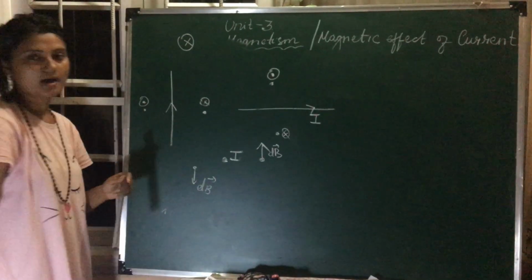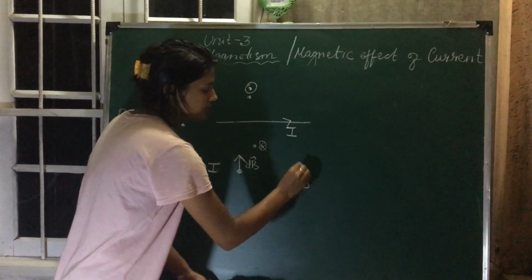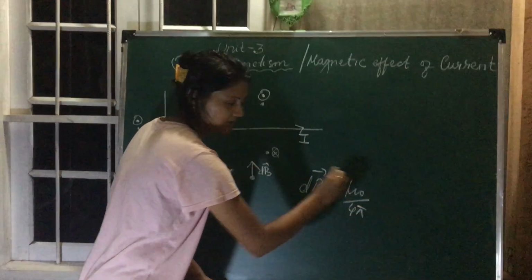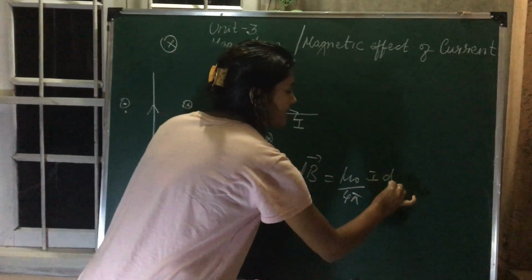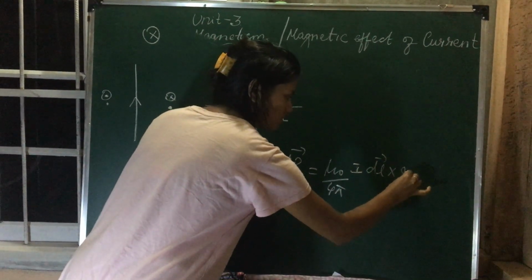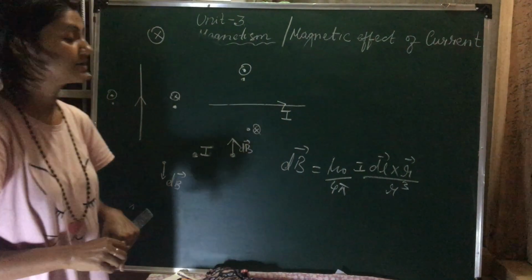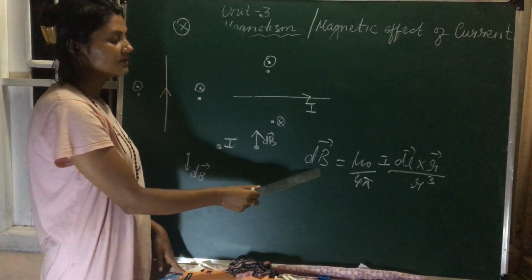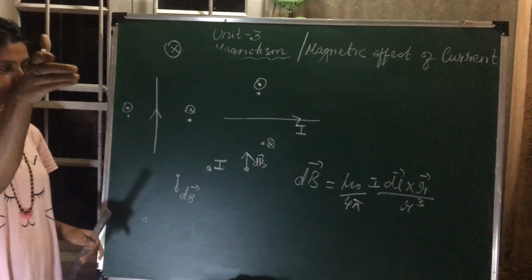So what I'm going to summarize is that the Biot-Savart law is the means by which we can find out the magnetic field due to an elemental section, a small section of wire, r distance away. The direction of the magnetic field is given by either the screw rule or the right hand thumb rule.